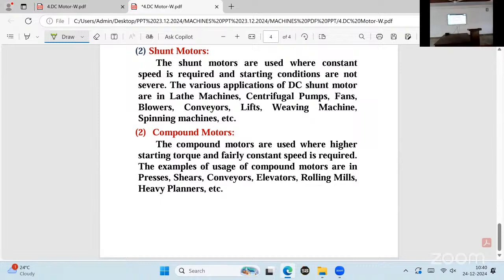Definition of a motor. Statement of a motor. Working principle of a motor with 4 diagrams. Then F is equal to B into I into L into sin theta. Next one, Fleming's left-hand rule.